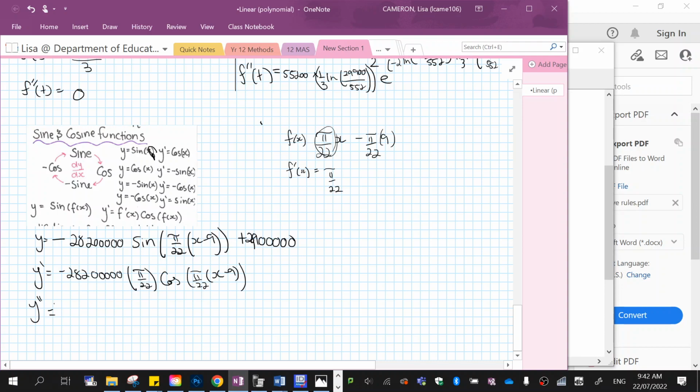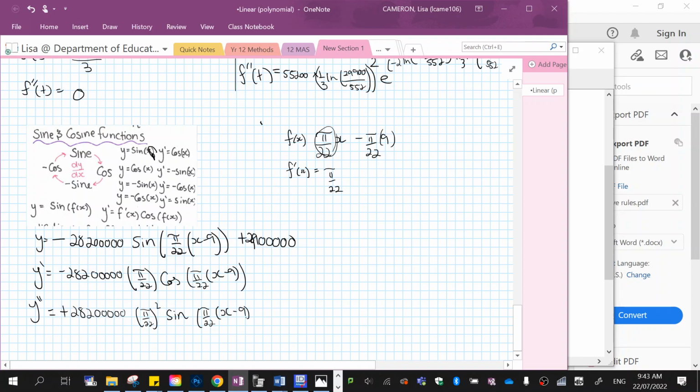When I calculate the second derivative, all I need to do is take the derivative of this bracket, and it's going to come down and multiply this portion as well. So minus 282, 1, 2, 1, 2, 3, pi on 22 squared. Cos is going to change into minus sin, meaning the minus will come to the front and change that to a positive. And now the bracket inside doesn't change.